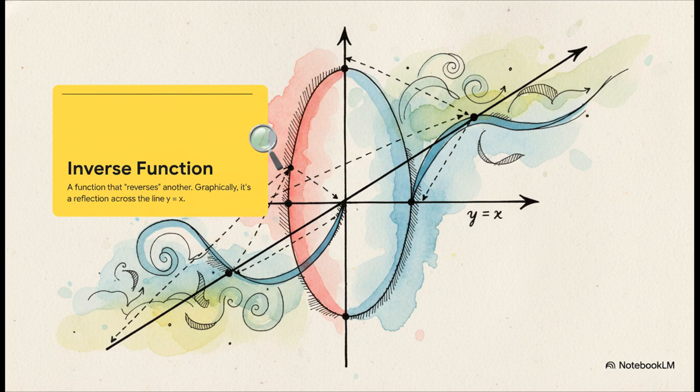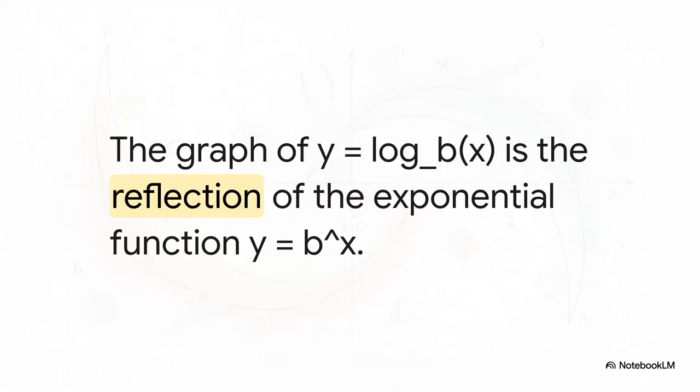And when you reflect any function across that specific line, you're actually finding its inverse. And an inverse function is exactly what it sounds like. It just undoes or reverses whatever the original function did. And here it is, the big reveal. The logarithmic function is the inverse of the exponential function.